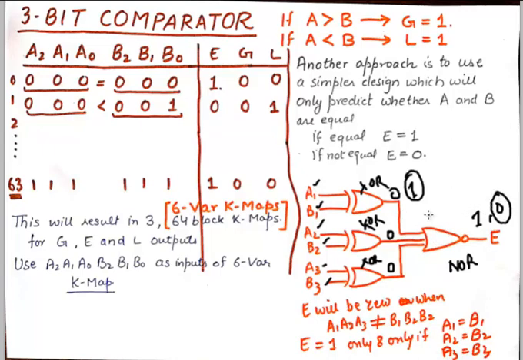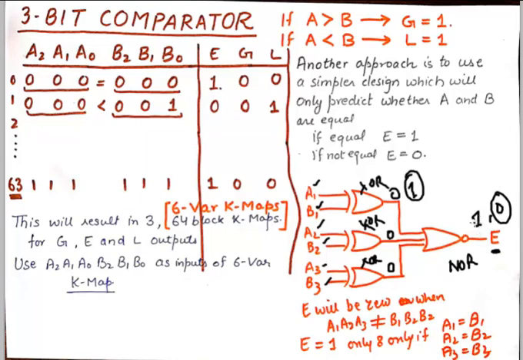So this is a pretty simple logic, but it's a lot simpler than implementing these 6 variable K maps. So that is why at a lot of places you see a 3-bit comparator as this simple circuit, which will only predict whether the two numbers are equal or not. So it will compare for equality, not for greater than or less than.